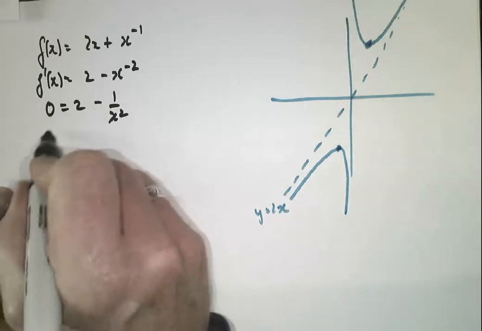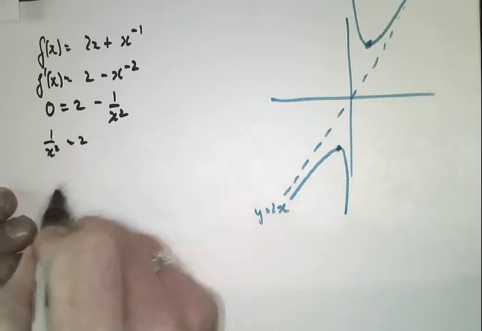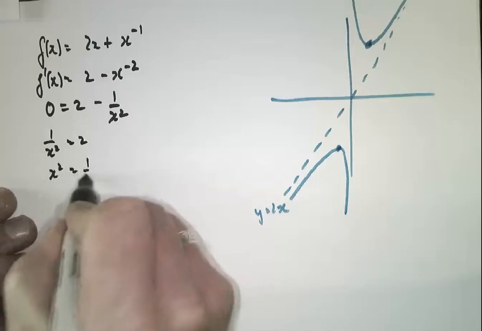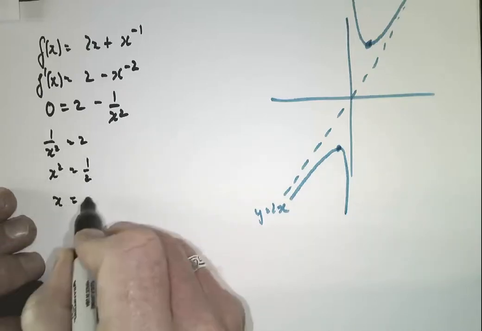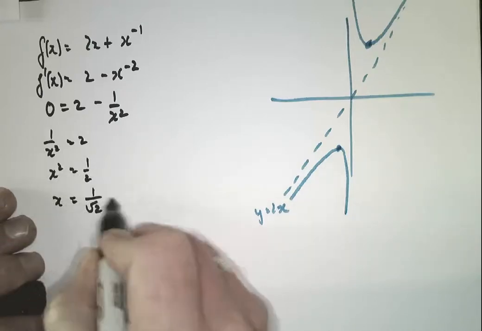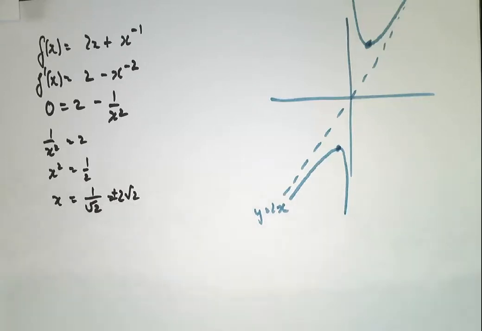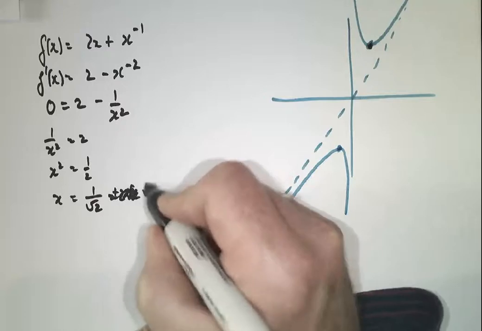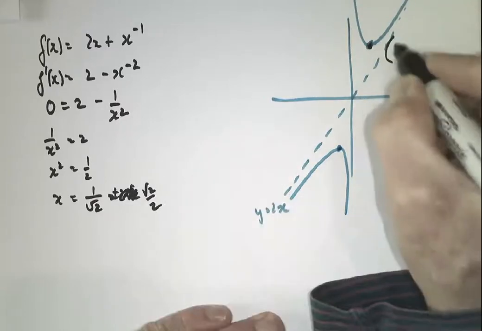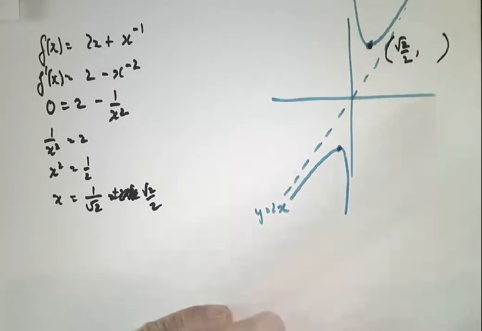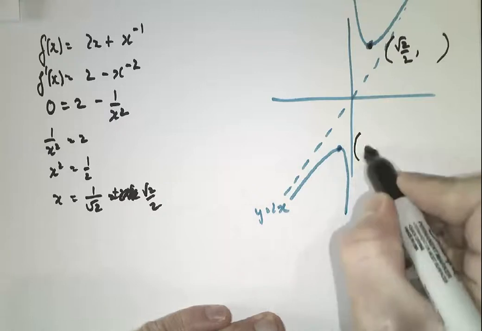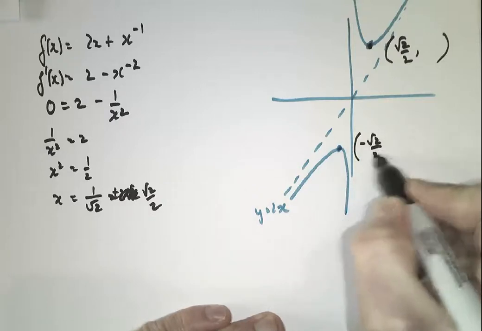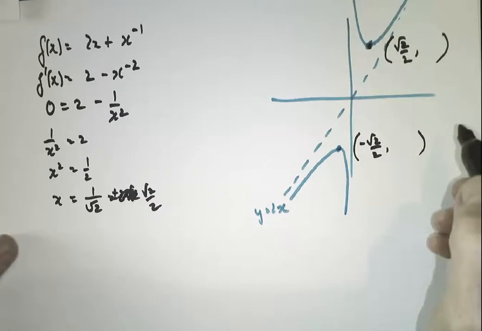I'm going to have 1 on x squared equals 2, or x squared equals a half, which means x equals the square root of a half, which is 1 on root 2, or root 2 on 2, plus or minus, because I'm going to have either. So this one over here is going to be root 2 on 2, and some y value, and this point here will be minus root 2 on 2, and some y value.